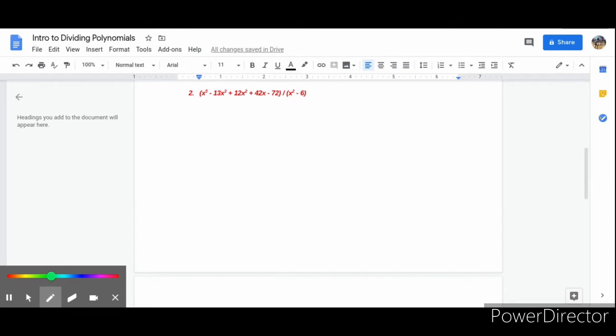Alright, so now let's do a little bit more complicated problem where we divide polynomials. We have x to the 5th minus 13x cubed plus 12x squared plus 42x minus 72, that whole thing divided by x squared minus 6. So first, let's draw our bracket.